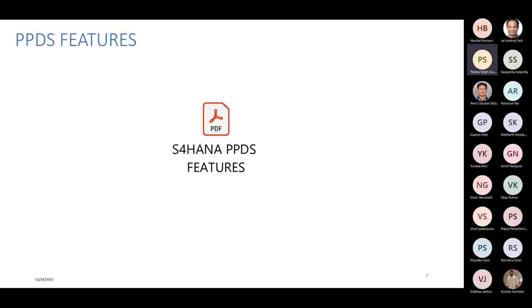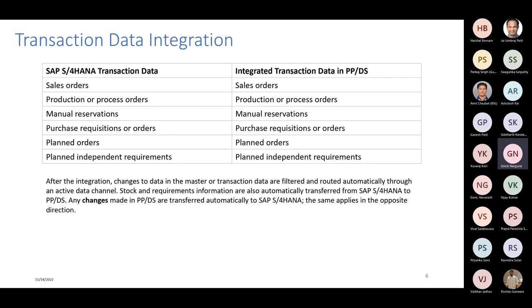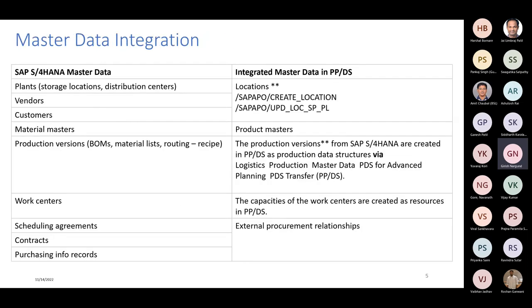Correct. If not all the plants use manufacturing, then whatever plant has manufacturing, only those plants we will send across to PPDS, that will become location, and then we can run PPDS. Yeah, because this particular enhancement was supposed to come into the 2021 release. I don't know if it has come across. Okay, I will check it out.